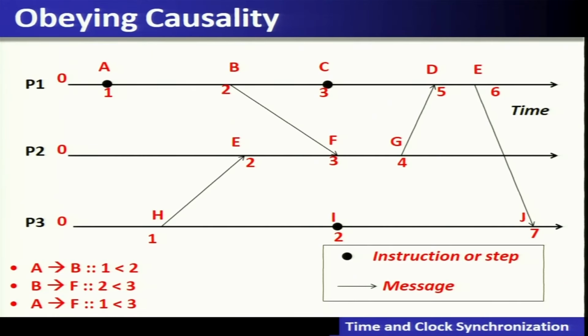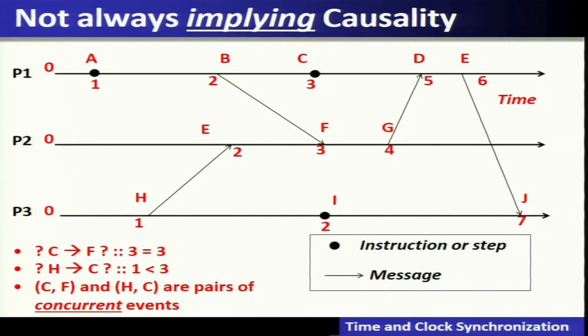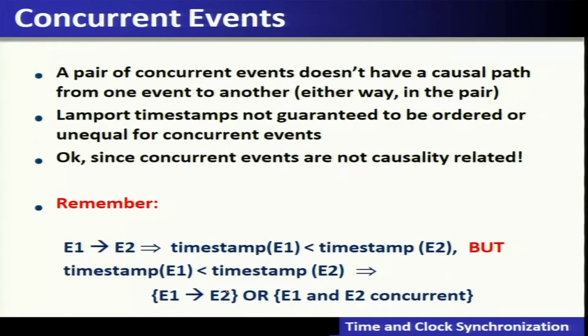So you can see that this logical clock obeys the causality relation, and you can order the events in this case. But this causality is not always applicable to all the events. Those events which do not obey these relations are called concurrent events. A pair of concurrent events does not have a causal path from one event to the other. So Lamport's timestamp does not guarantee ordering of unequal timestamps, hence concurrent events are not causally related events.